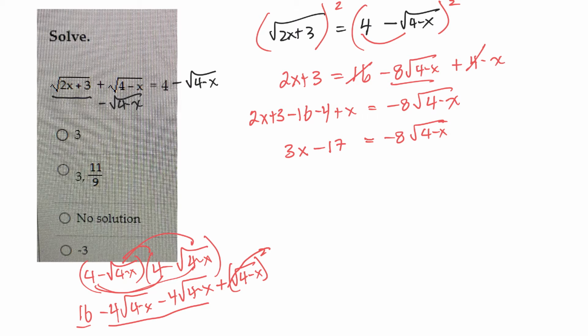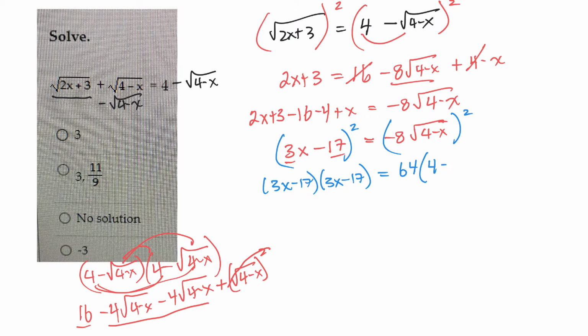Now, I'd like to divide everything by negative 8 to get rid of that on that side, but the 3 and the 17 are not divisible by 8, so let's just square it as it sits. I'm going to square this, square this. On this side, I'll have 3x minus 17 times 3x minus 17. I sure hope this works. Is equal to, I square the negative 8, that'd be a positive 64. And when I square the 4 minus x, it'll just become 4 minus x.